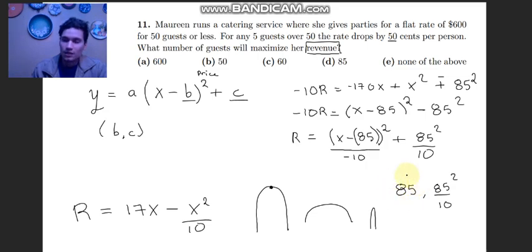And this one is the number of guests, and this one is the price, but we are looking for the number of guests, so the answer is 85 guests. That's all the problem.